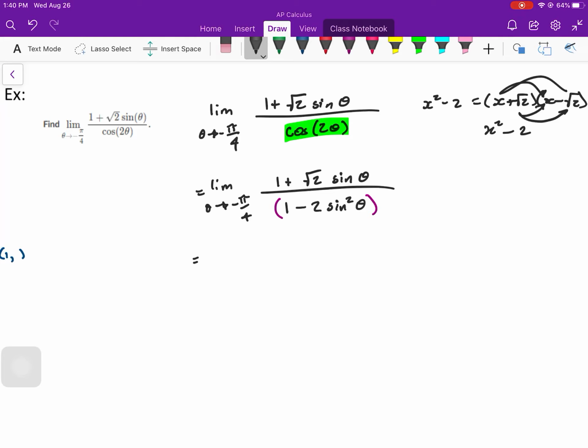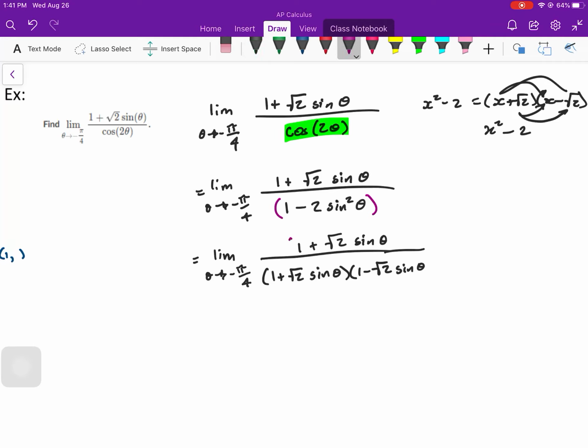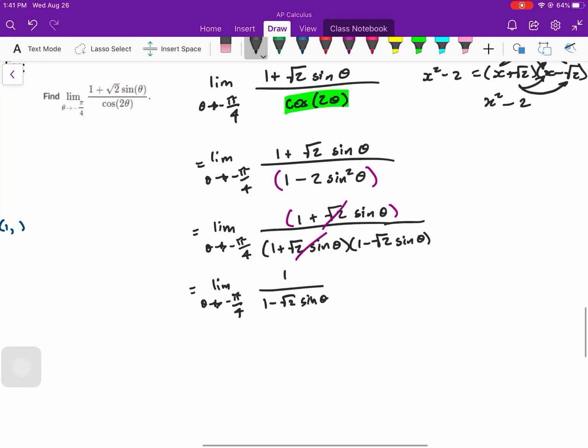So what I'm going to do is rewrite the bottom one as 1 plus the square root of 2 sine theta, times 1 minus the square root of 2 sine theta. And then I can go ahead and cancel out the plus case, and we're left at the bottom with 1 minus the square root of 2 sine theta.